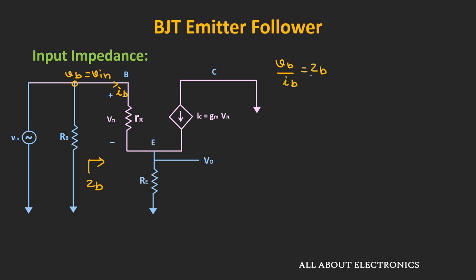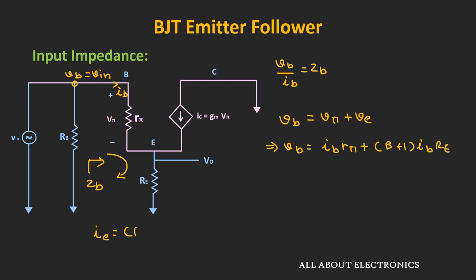And to find this ZB, let us apply the KVL equation in this loop. That means this voltage VB is equal to voltage V pi plus VE. That means voltage VB is equal to IB times R pi plus (beta plus 1) times IB times RE, because we know that this emitter current is equal to (beta plus 1) times IB, right? So from this we can say that this voltage VB divided by IB, or the ZB, is equal to R pi plus (beta plus 1) times RE.